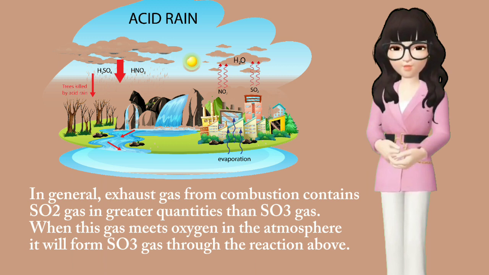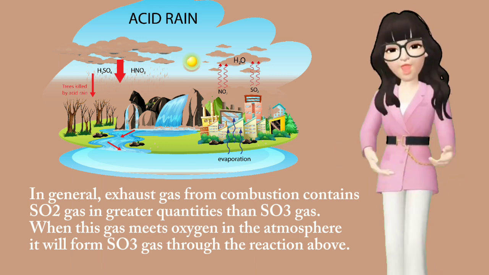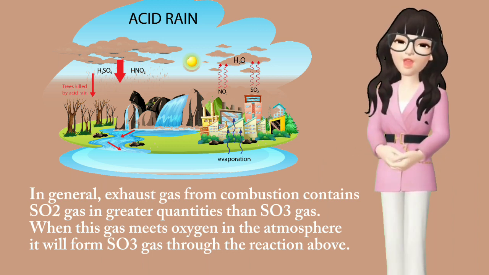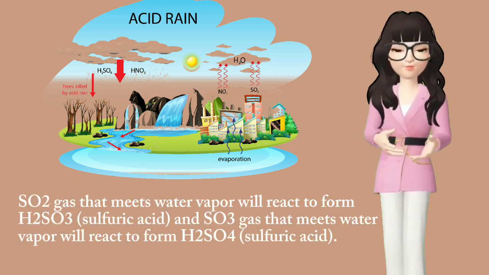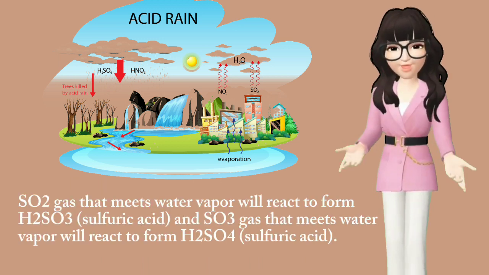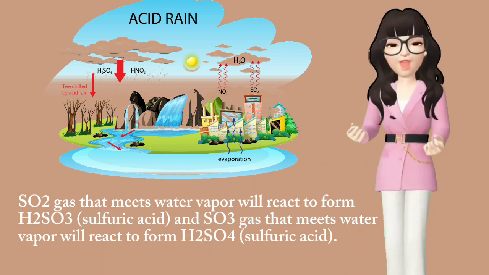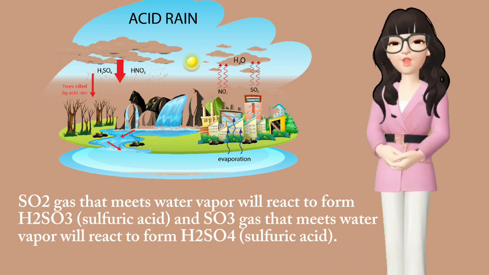In general, exhaust gas from combustion contains SO2 gas in greater quantities than SO3 gas. When this gas meets oxygen in the atmosphere, it will form SO3 gas through the reaction above. SO2 gas that meets water vapor will react to form H2SO3, sulfurous acid, and SO3 gas that meets water vapor will react to form H2SO4, sulfuric acid.